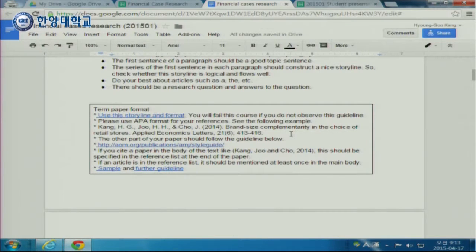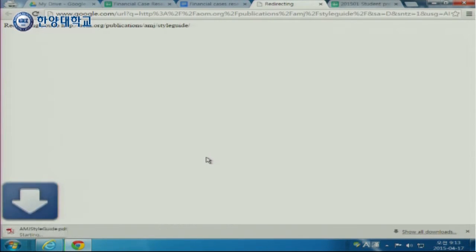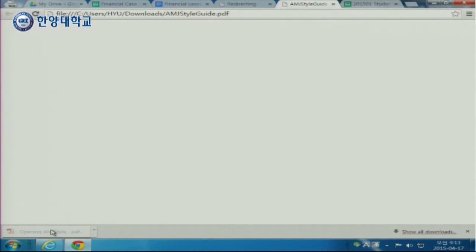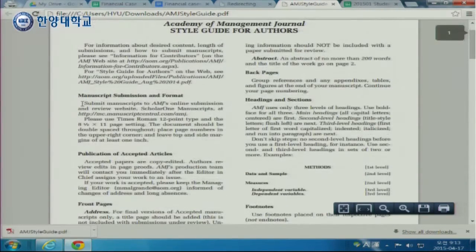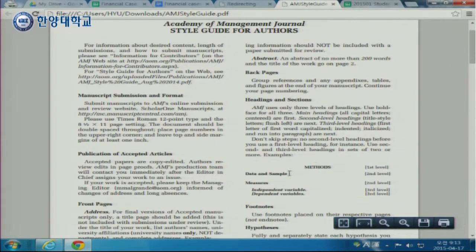So term paper format, please use the APA format for your reference. Please keep in mind, please use APA format. APA format looks like this. Okay, this is APA format. And for the detailed information, you can click this link. You will click this link and there is a paper format like this. Manuscript like a method, data and sample.